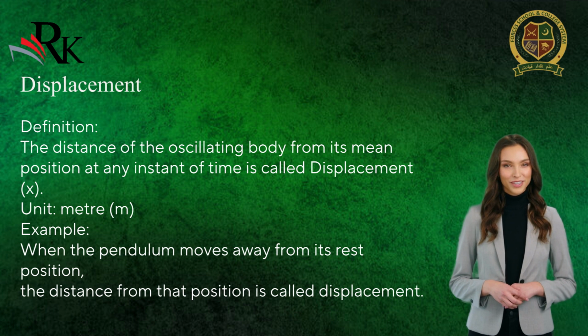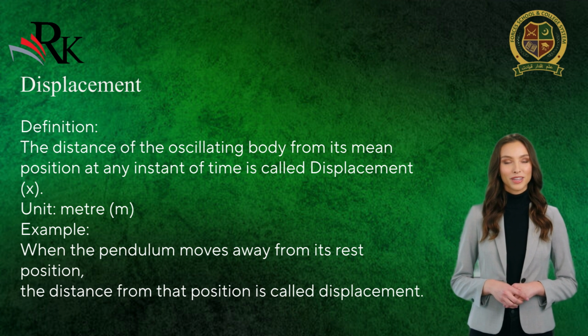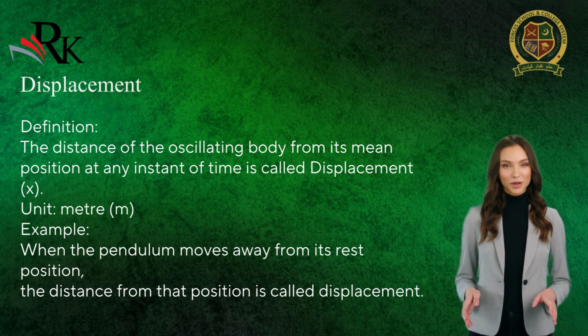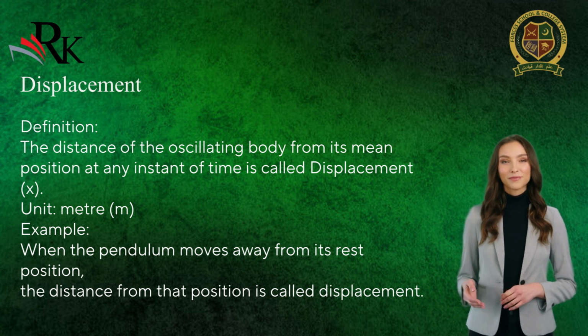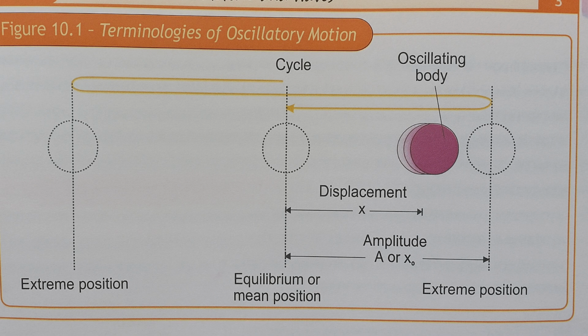Displacement. Definition: the distance of the oscillating body from its mean position at any instant of time is called displacement, x. Unit: meter, m. Example: when the pendulum moves away from its rest position, the distance from that position is called displacement. Amplitude, A. Definition: the maximum displacement of the body from its mean position is called amplitude, A. Unit: meter, m. Example: when a pendulum moves to its farthest point, the distance from its mean position to that point is its amplitude. Diagram: book figure 10.1.